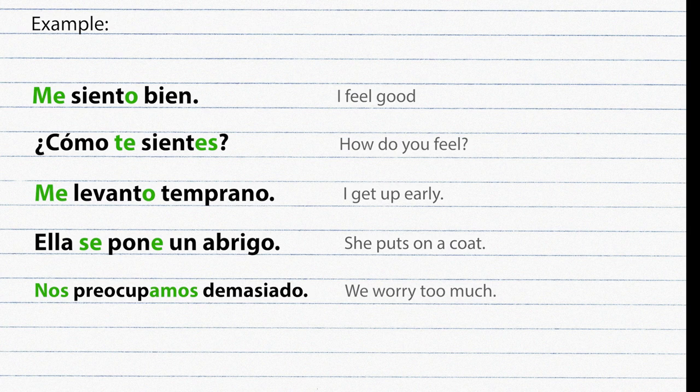The reflexive pronoun is put before the verb except when it's an infinitive or a command. When it's infinitive, the reflexive pronoun is attached to the end of the verb.